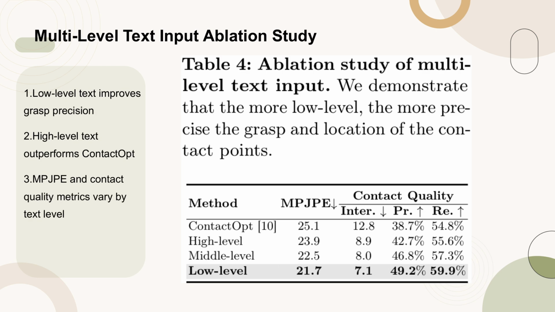Table 4 presents an ablation study on the impact of multi-level text input on grasp precision and contact point location. The study reveals that the use of more low-level text descriptions results in more precise grasps and accurate contact point locations. Notably, even when high-level text is removed from contact-related descriptions, it still significantly outperforms the ContactOpt method. The table also shows variations in MPJPE, mean per joint position error, and contact quality metrics, intersection, precision, recall, across different levels of text specificity.